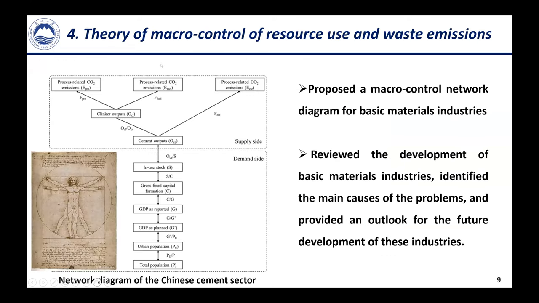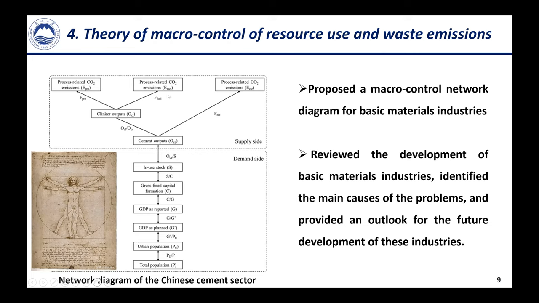The fourth theory developed by Professor Lu is the macro control of resource use and waste emissions, especially used in China. Maybe some friends know that Professor Lu is very good at Chinese traditional medicine. Based on Chinese traditional medicine, Professor Lu developed a new macro control framework for dealing with resource use and waste emissions for heavy industries such as the cement industry.